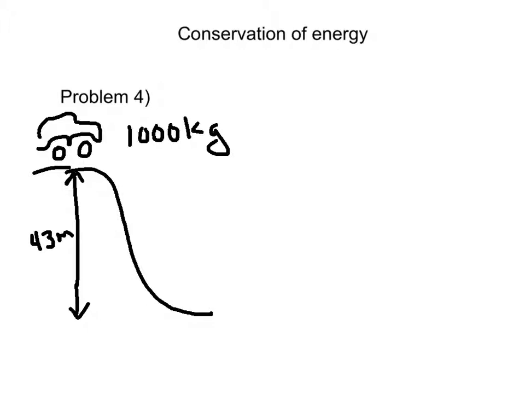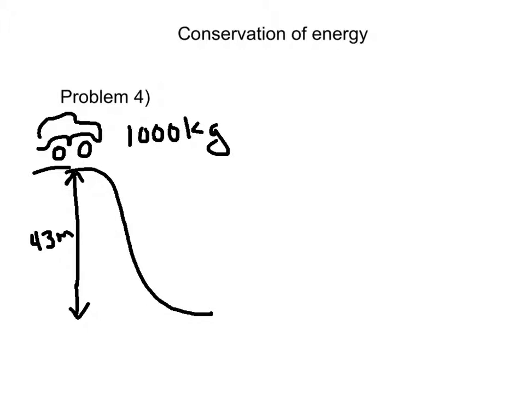Question 1 just asks us to figure out the potential energy at the top of the hill. Simple enough, mass times gravity times the height. The second problem asked us then to find how fast it was going, so we took that initial potential energy, assumed it all converted into kinetic, and then we could use the kinetic energy formula to find how fast it was going.